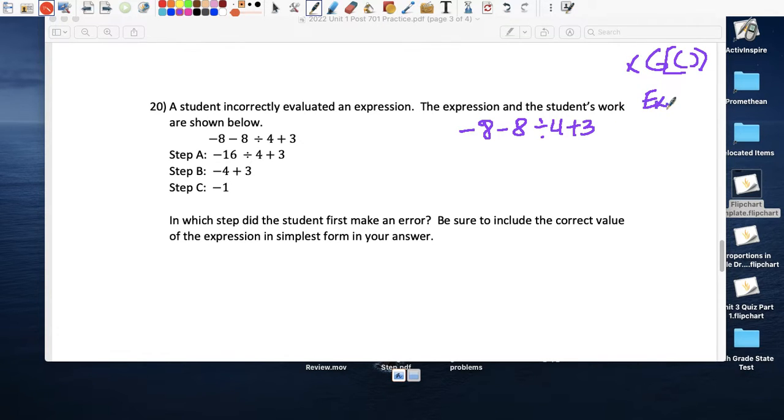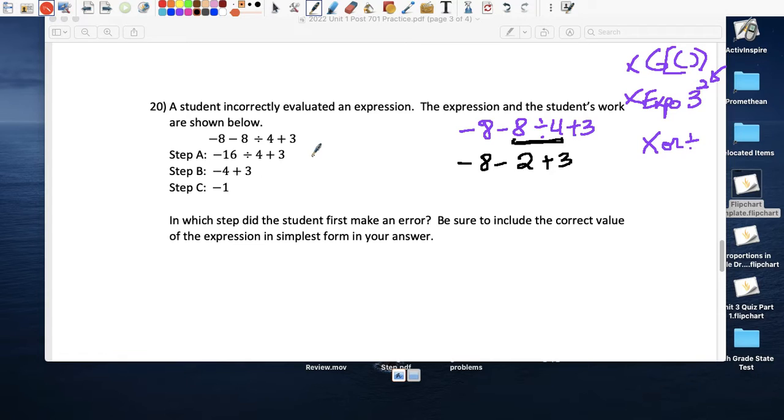Exponents. Do you see an exponent in this problem? No. Next one, multiplication or division. Do you see multiplication or division? Yes. It's right here. So we have to do that one first. So, -8 minus, and what's 8 divided by 4? 8 divided by 4 is 2 plus 3.